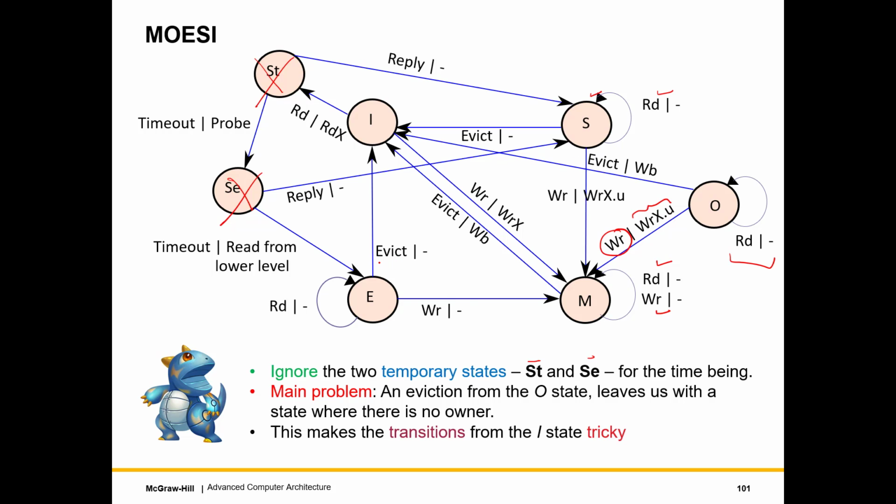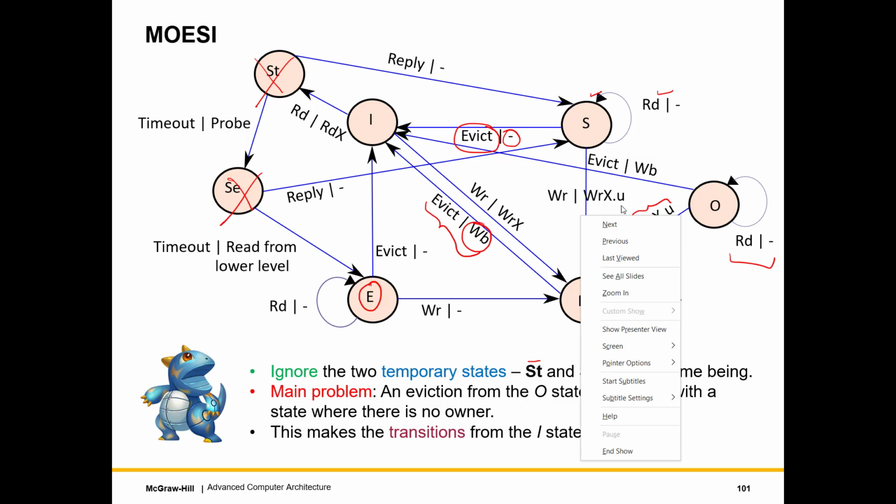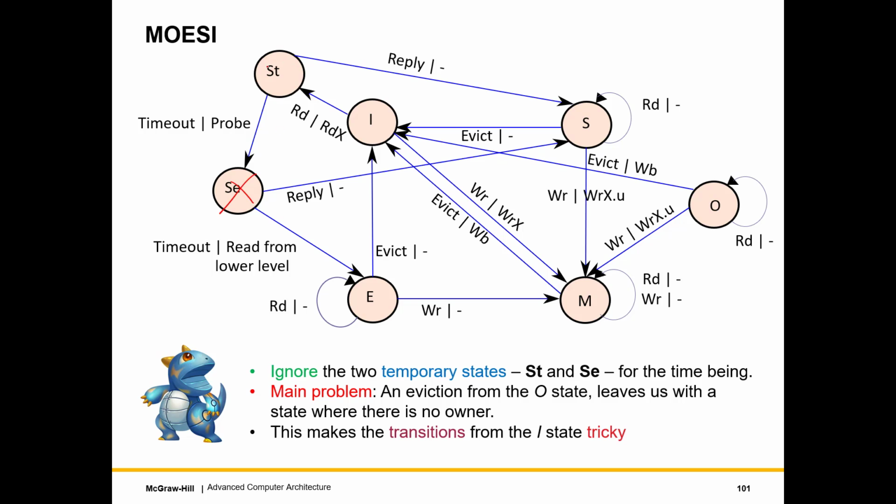From an E state we seamlessly evict. From the M state we evict it and we do a write back to the lower level. This again is required. And from the S state it's a seamless eviction, so we don't do anything. Now the important thing is, what do we do from the O state? From the O state, when there is an eviction, we do a write back. This write back is actually required.